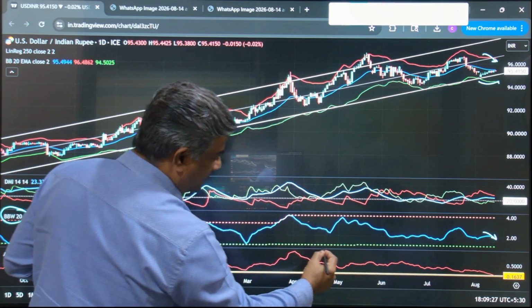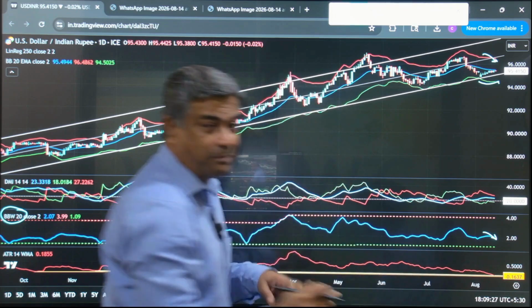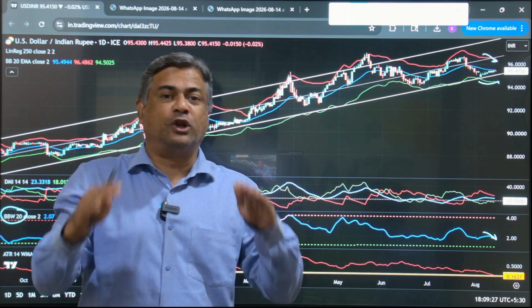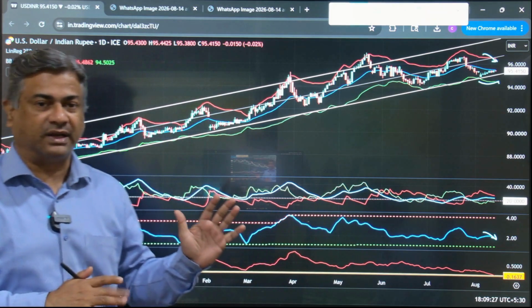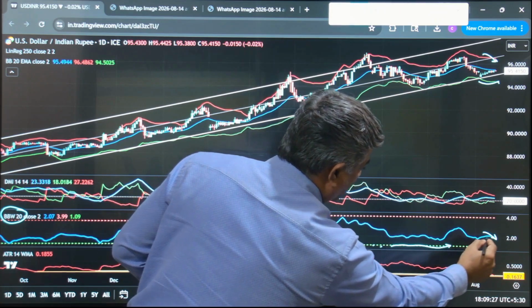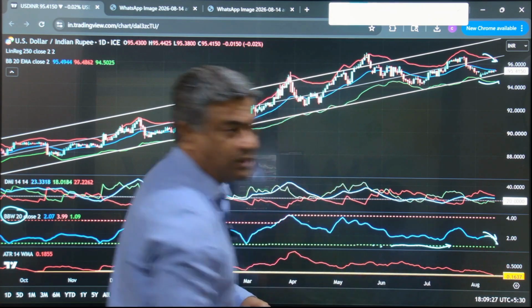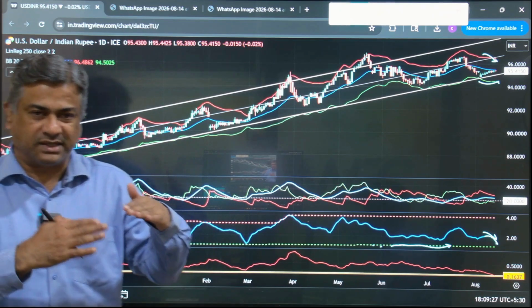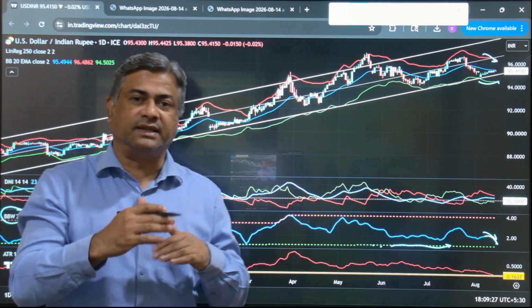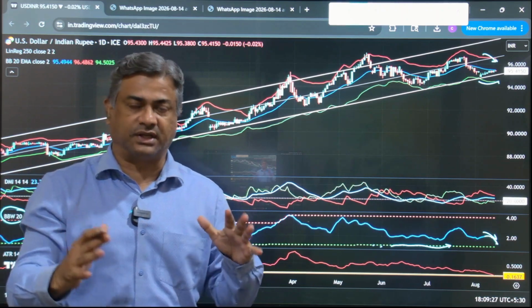Remember, this is the squeeze line. The bandwidth squeeze line means that the bands have narrowed to the lowest level in the last 125 days. So that lowest level is this line and we are coming back to that level. So Bollinger Bands are squeezing. What does that indicate? That indicates the volatility in the exchange rate has come down substantially.